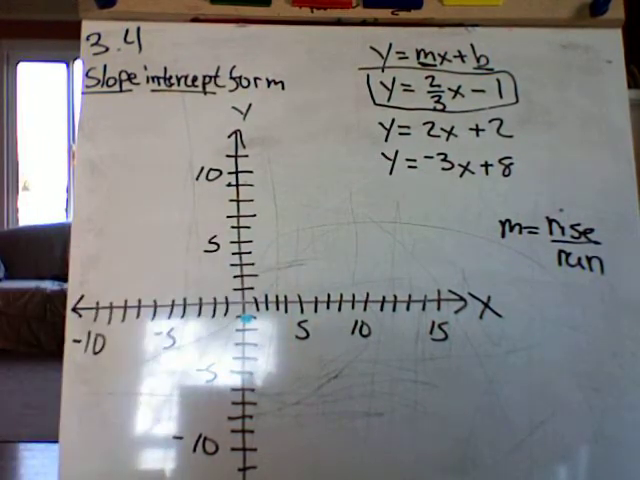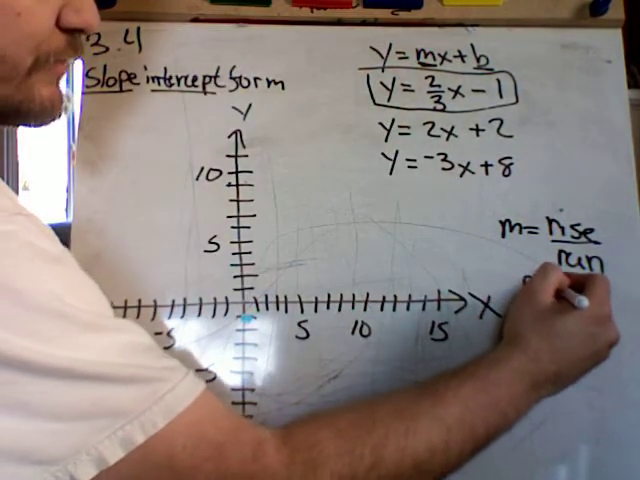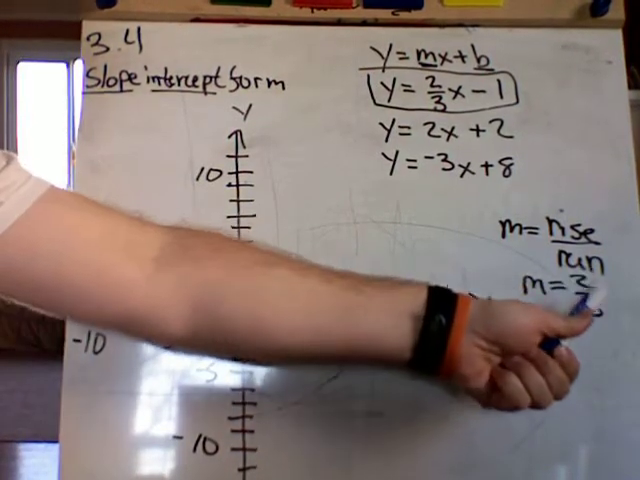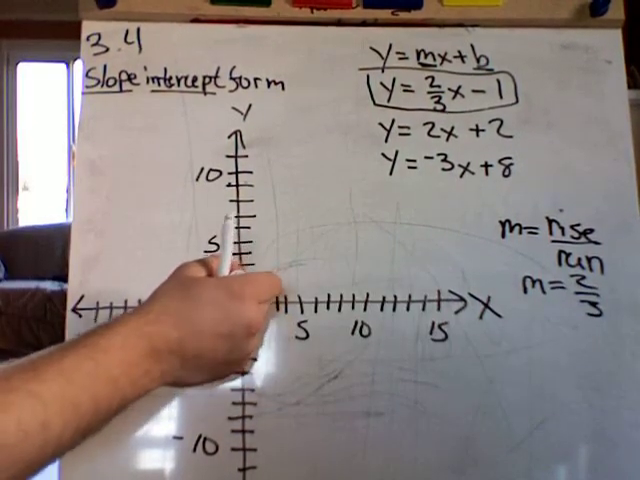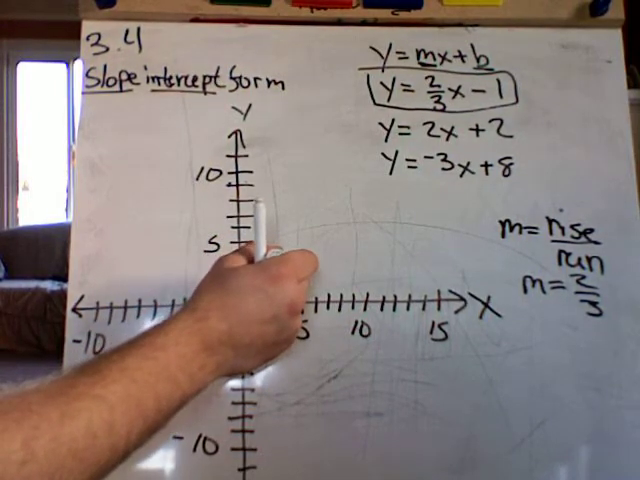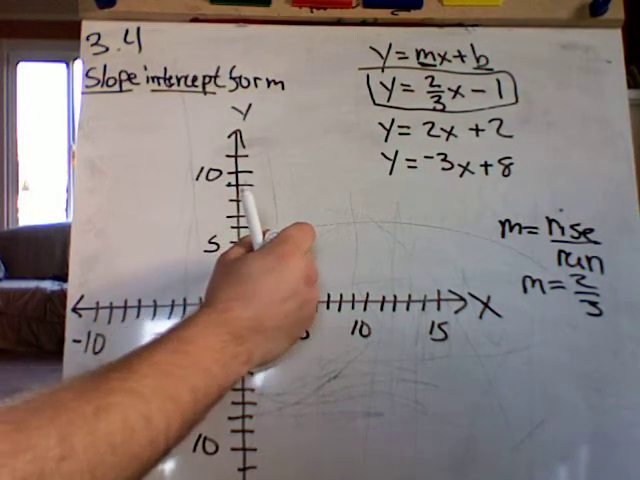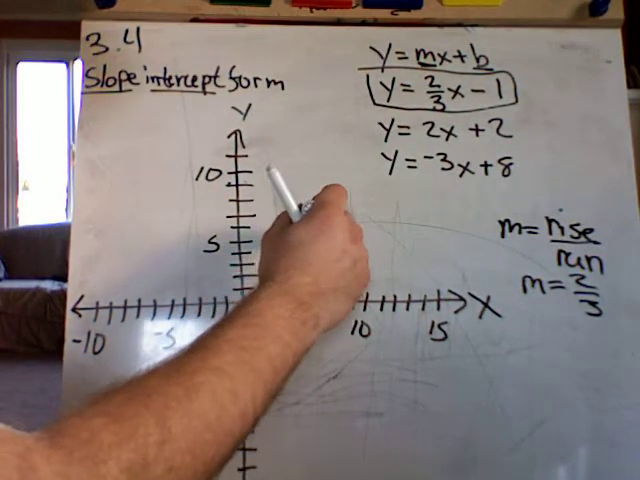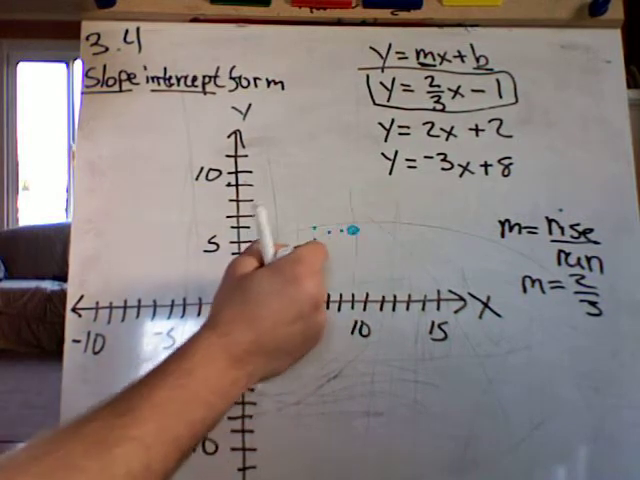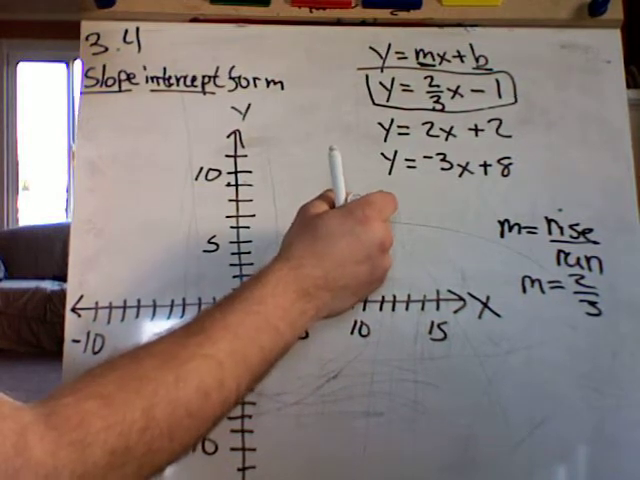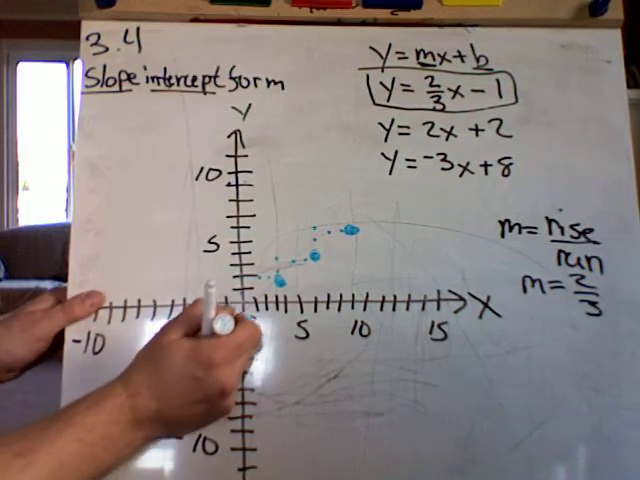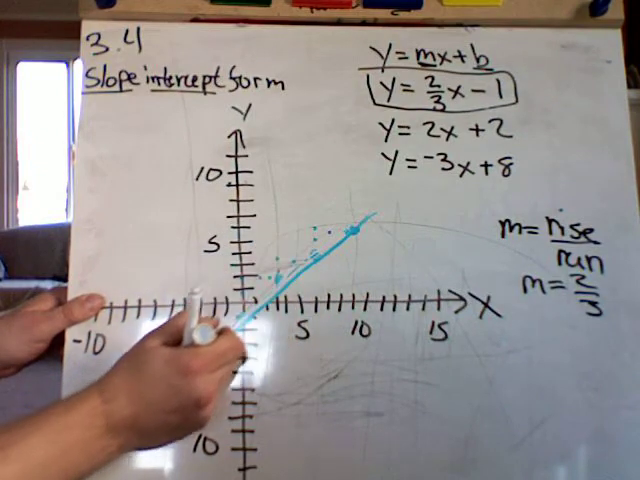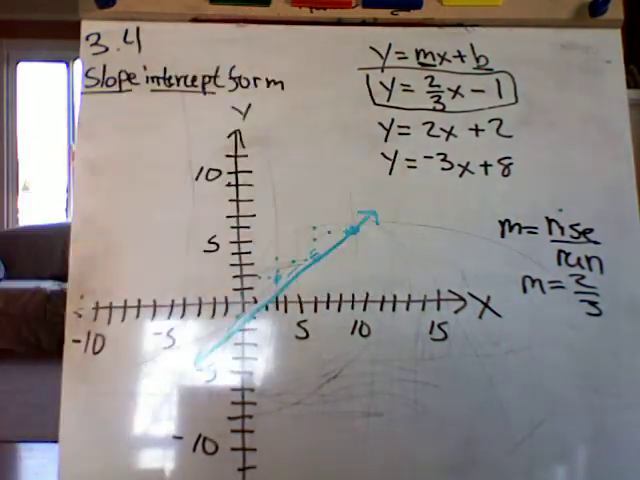That's my starting point. Now my slope is equal to the rise over the run, which is 2 over 3. So that means I'm going to rise 2, run 3. I'm going to go rise 2, run 3. 1, 2, 3. Rise 2, run 3. Again, rise 2, run 3. That right there is my straight line, had I been able to keep everything within the lines. Quick way to graph.